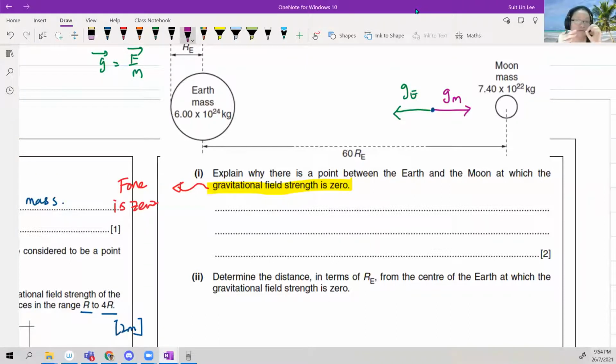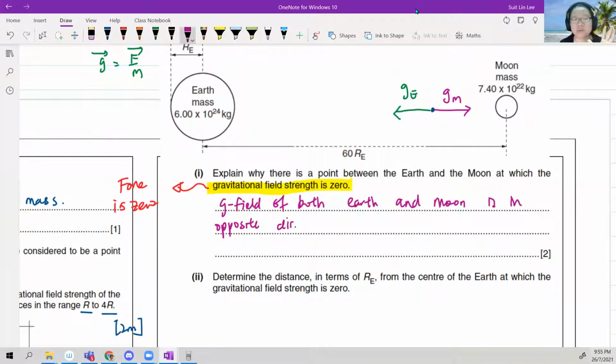Direction of field lines and direction of force would be the same. So from here, I can say that the G field, first thing first, this is a vector. So the G field of both Earth and Moon is in opposite direction. And why do we care that they are in opposite direction? Why do we care whether they have direction at all? Because it says everything.